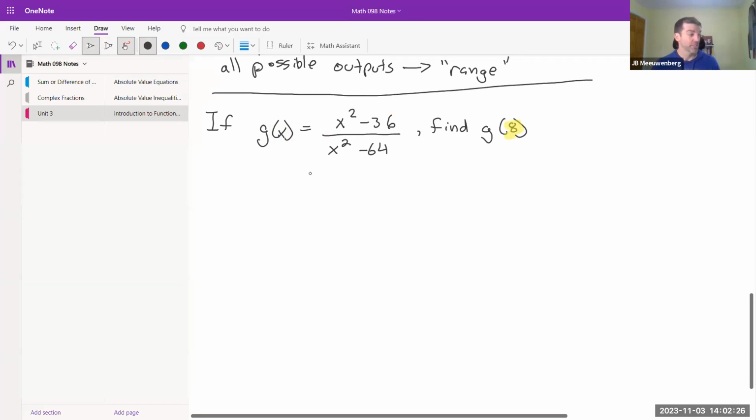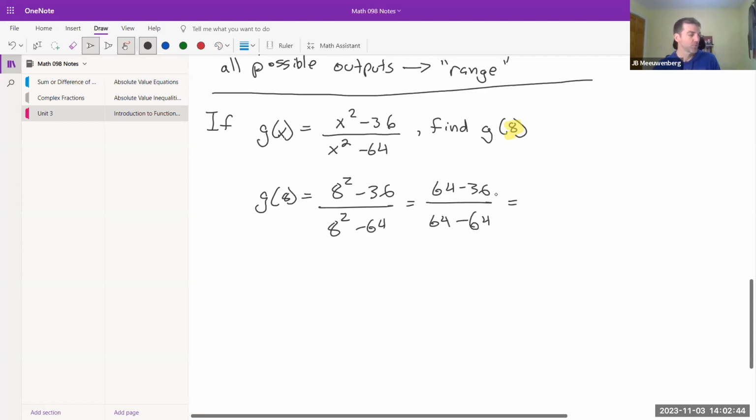So this is a rational expression. So we're going to do g of 8 is equal to 8 squared minus 36 over 8 squared minus 64, which is 64 minus 36 over 64 minus 64, which is equal to 28 over 0. And we know anytime we have 0 in the denominator, that means it is undefined.